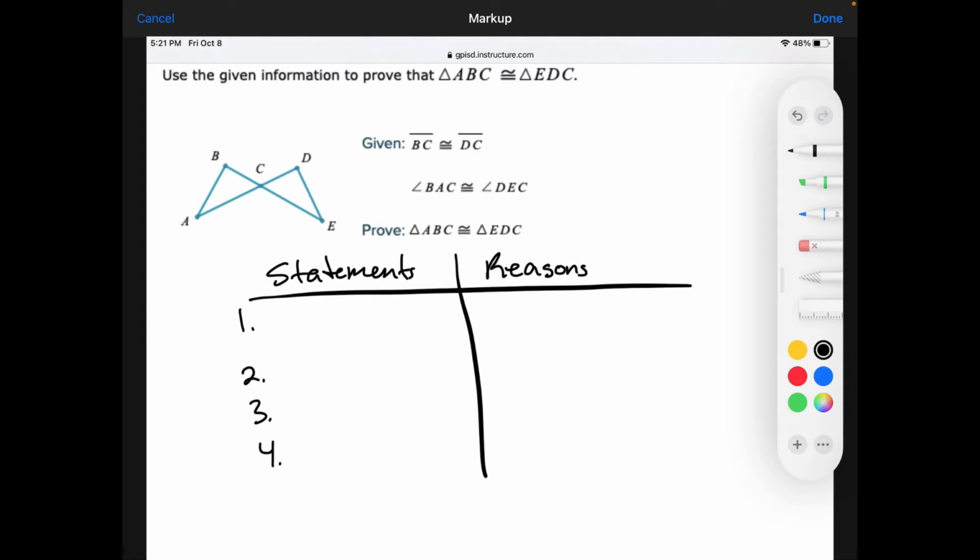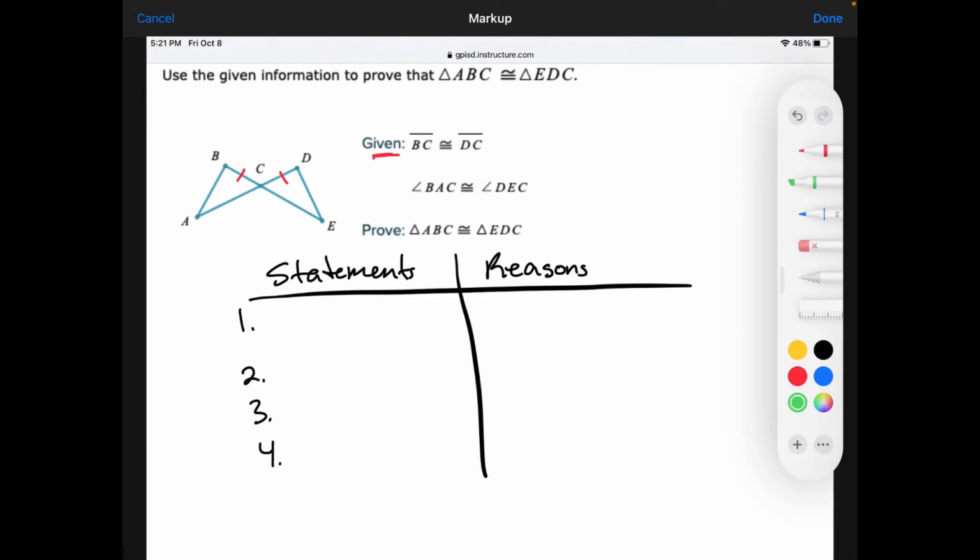Our first step is always to label the picture given. And so I'm going to label the picture based on what the given information is. They said that the lines here are congruent. So what lines are these? Line BC is congruent to CD. Because they are congruent, I'm going to label them with little tick marks like so we can visually see what's happening. Now let's label our next given.